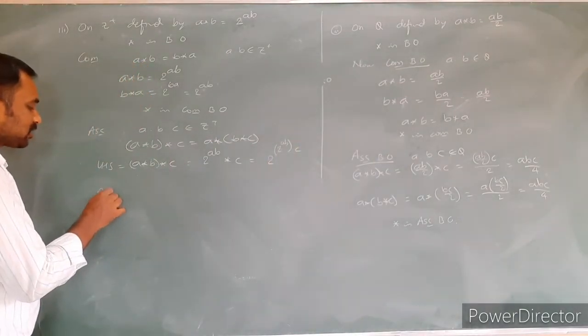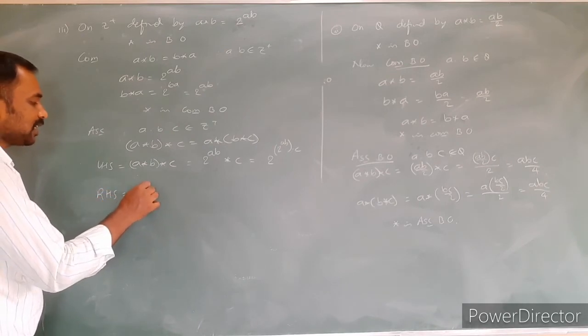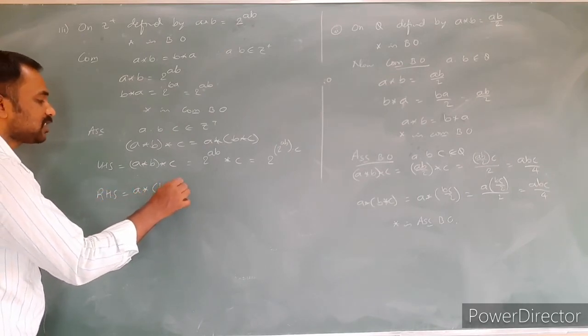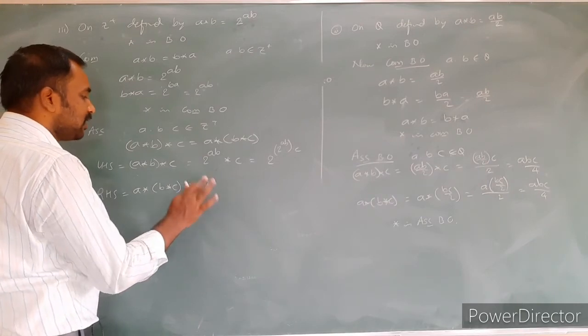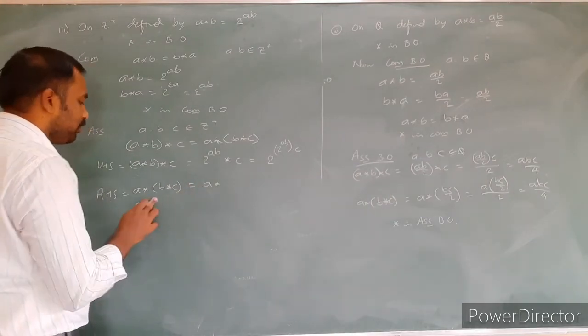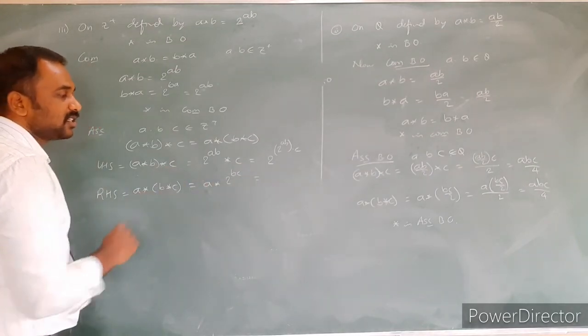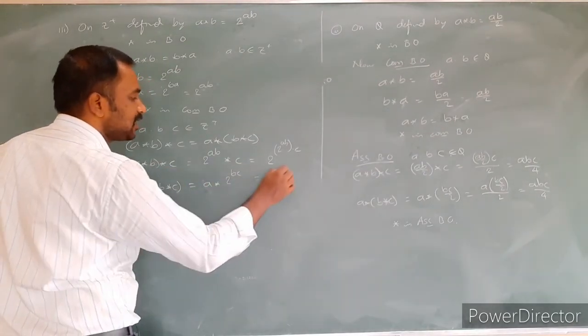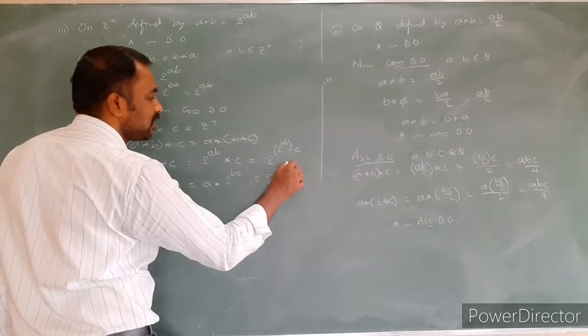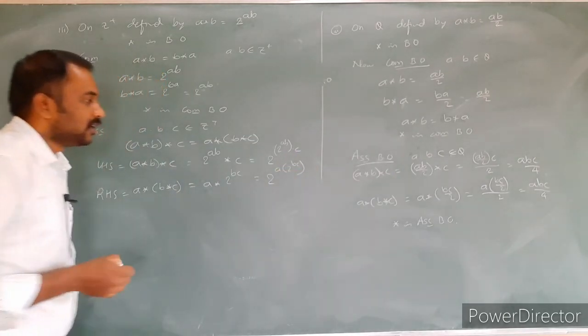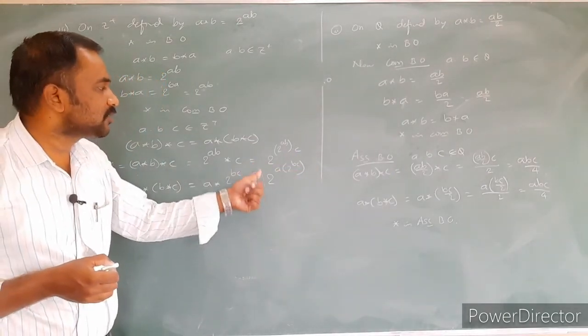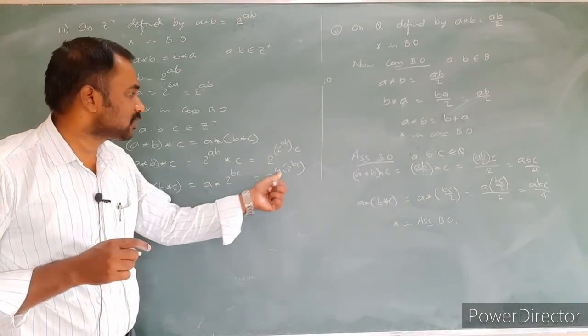Similarly, RHS. What is the RHS? A star B star C is equal. What will we get? A as it is, star. B star C is nothing but 2 power BC. Now A, and this is B. 2 power, A is nothing but A, B is nothing but 2 power BC. Do you say that this value and this value are equal? No, here it is not equal.